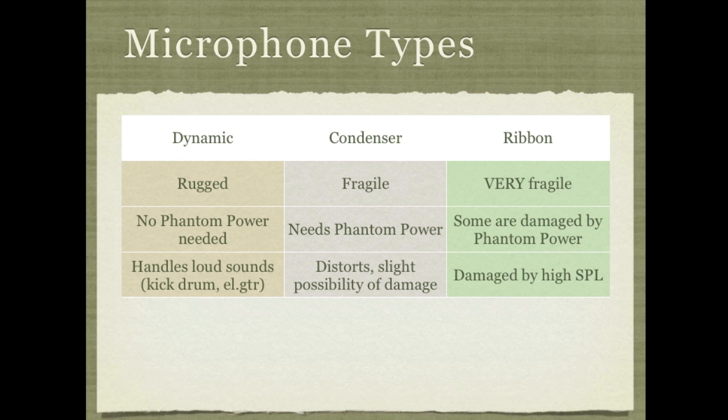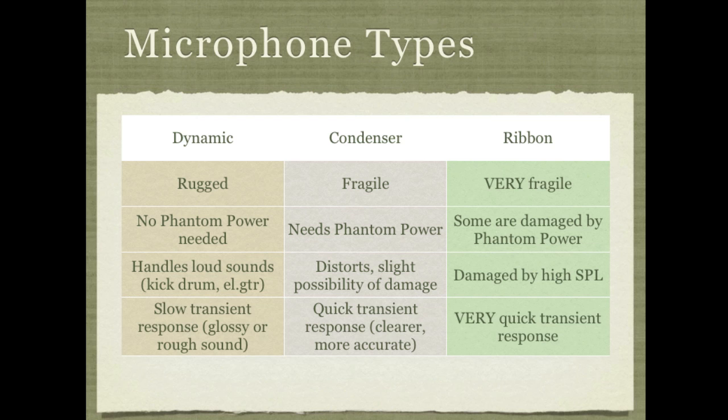One advantage to dynamic microphones is that they handle extremely loud sounds very well. Condenser microphones don't so much, they tend to distort more quickly. While ribbon mics, again, with strong enough sound waves, it might break the ribbon or cause it to stick to one side of the magnet.